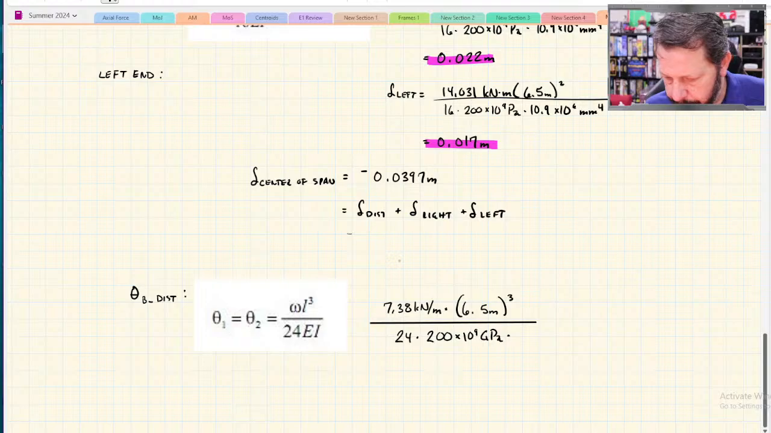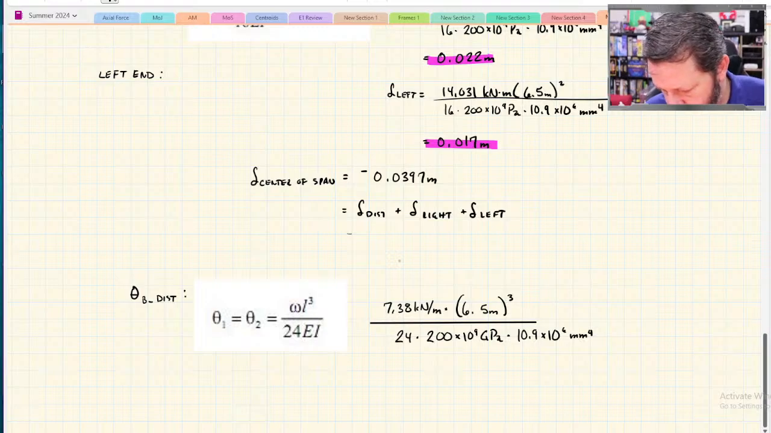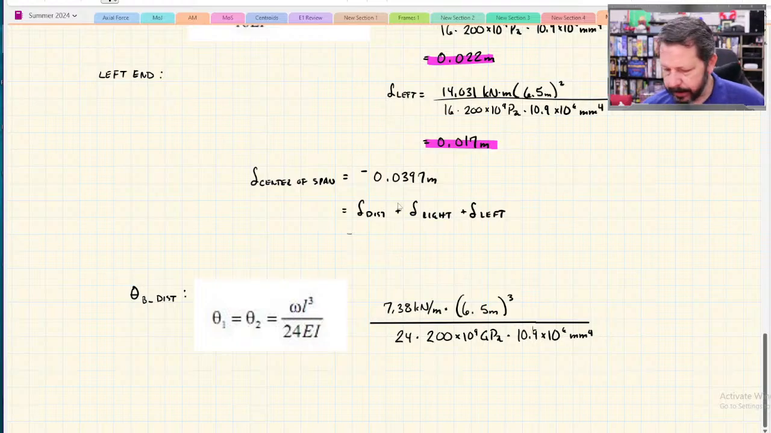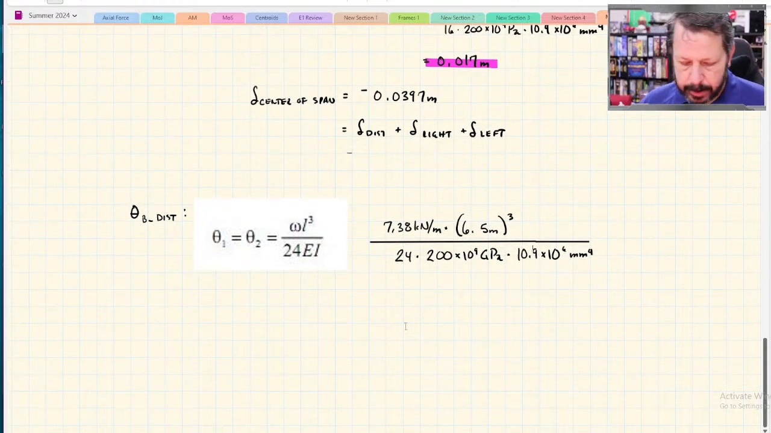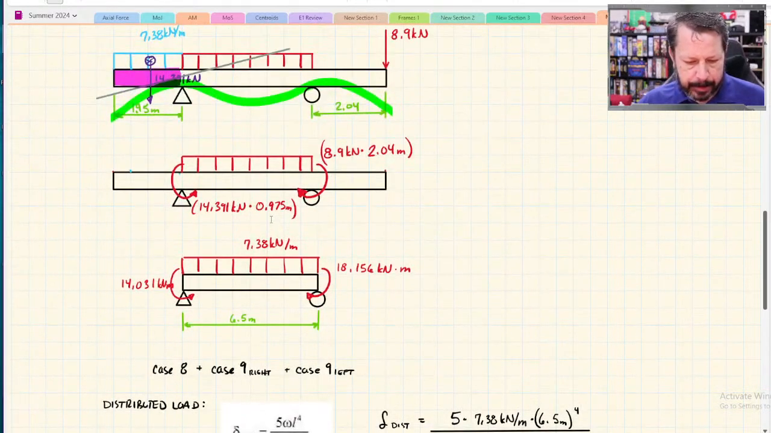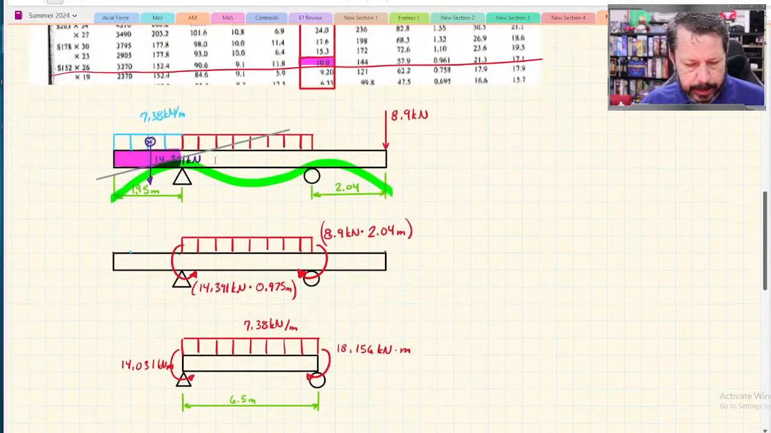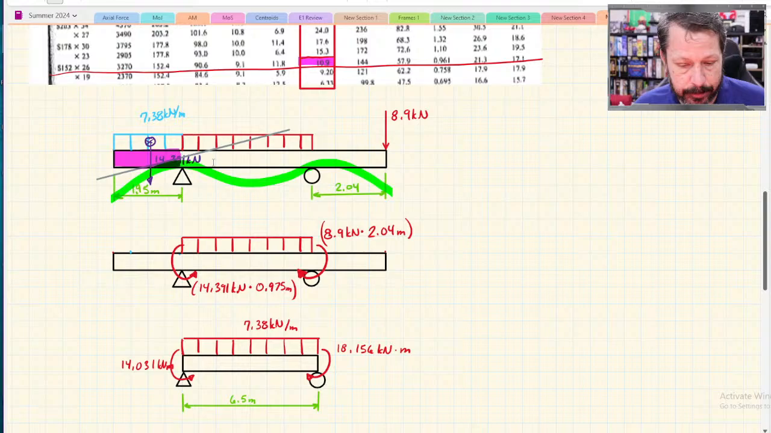And 10.9 times 10 to the 6 millimeters to the 4th for I. So that came out of the chart. We did that the very first thing. All right. We also have to decide this distributed load, that's going to create a slope that is not angled the way I drew this gray line. It's angled the other way. So if we want to call that positive or negative, I don't know. We'll call that a positive slope.